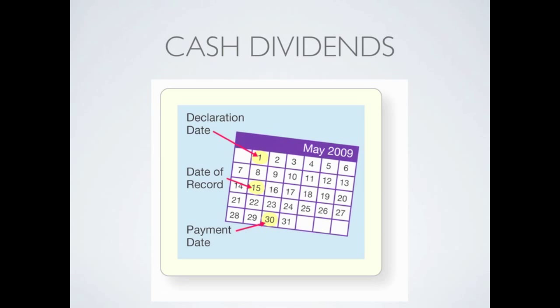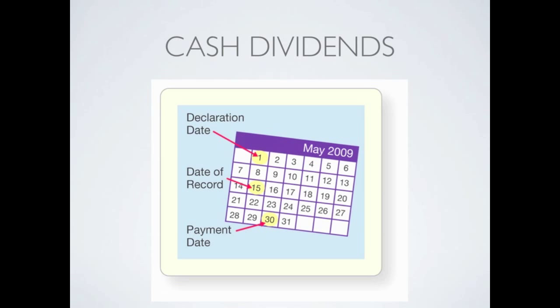The date of record is a date when anyone holding stock in the company will receive the dividend that was declared. So with our example here of May 2009, the date of record is the 15th. If you buy stock or have stock as of May the 15th, you will get the dividend that was declared on May the 1st, or you will participate in the payment of that dividend. The payment date, May the 30th in this case, is of course the date that the dividend is actually paid out to the stockholders.